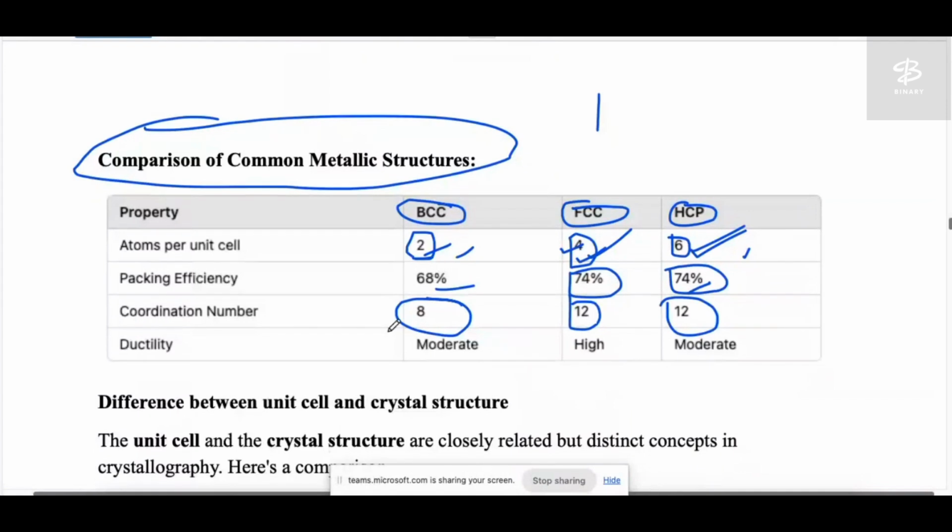Okay, as we have discussed above, the ductility. In the case of BCC it is moderate, FCC is higher, and in HCP it is moderate as well. Okay, so keep this in mind and have an idea of what kind of materials show FCC, BCC, and HCP. So these are just the crystal structures. Okay.